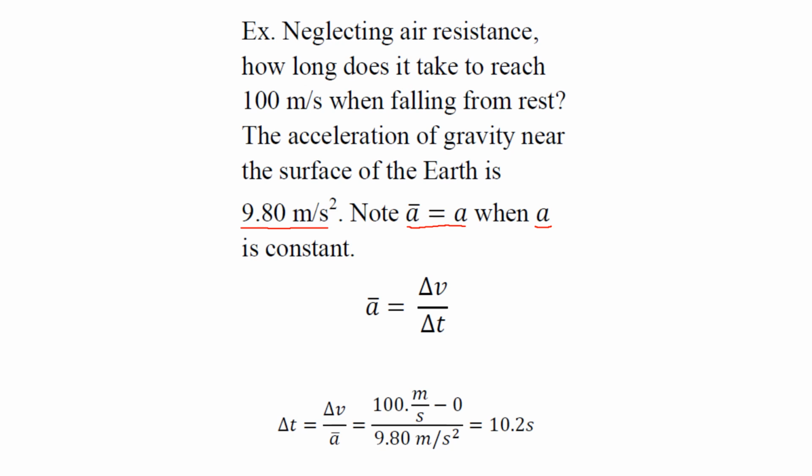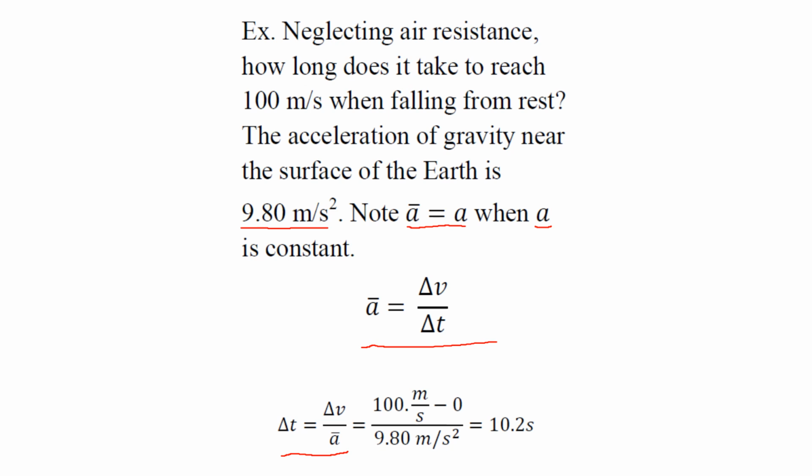So we want to find how long it takes to reach 100 meters per second, given the average acceleration and the value of velocity we want to arrive at, the 100 meters per second. So we just use the definition of average acceleration, and we want to solve for delta t. It's the same algebra steps as before. Multiply by delta t on both sides, divide, in this case, by average a on both sides, and you get delta t is delta v, the change in velocity, over average acceleration.